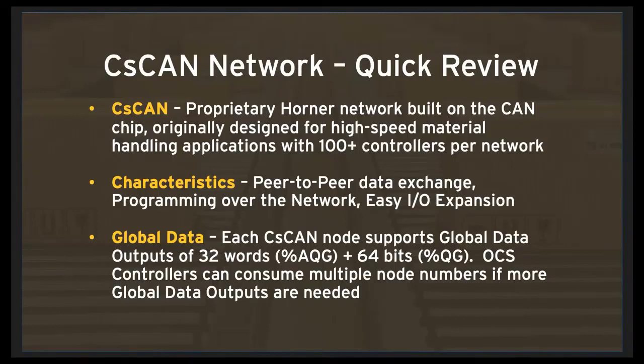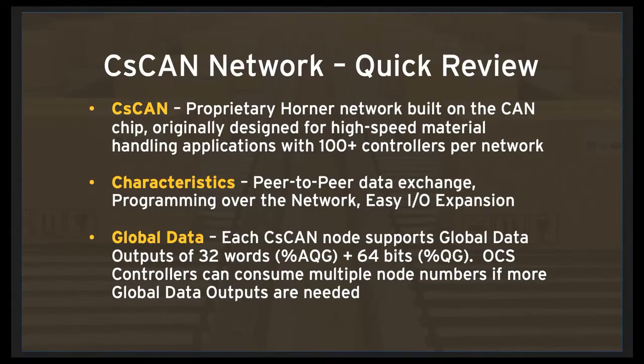And every node on the network has 32 words of global data output along with 64 bits of global data output. And if that's not enough for a particular controller, if you need a particular controller to generate more data, you can do that. You just need to assign multiple consecutive node numbers to any particular OCS on the network. And then if that's the case, then you can literally multiply that amount of data. So that should get you caught up.